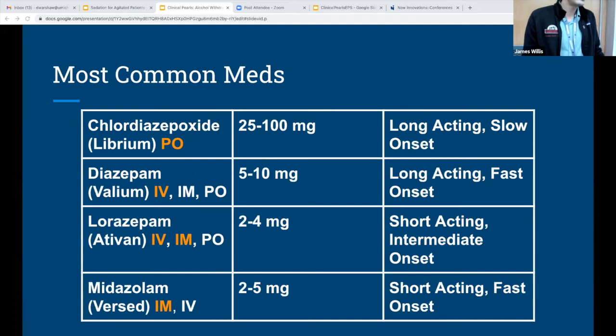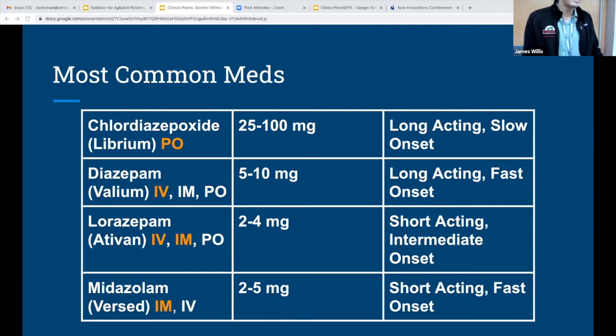Common medications here that we use. So your Librium is a good PO option, a good option for mild withdrawal, 25 to 100 milligrams, long acting, slow onset. Then there's your Valium, which when looking up treatment strategies for this, the IV option, 5 to 10 milligrams, is a really good option for your seizures or DTs, given that it's long acting, fast onset, and you can titrate pretty quickly.